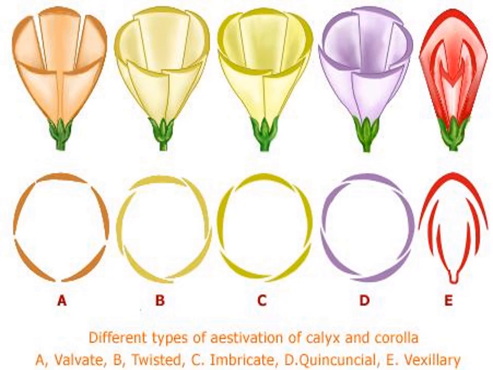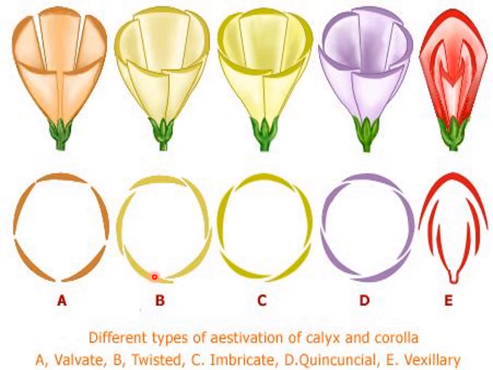Now the slide showing the different types of estivation of corolla and calyx. A is valvate. In valvate estivation, no overlapping takes place. B is twisted, where overlapping is there. One sepal or petal has one edge outer and one edge inner. Again, one is outer and one is inner. This type of estivation is known as twisted estivation.